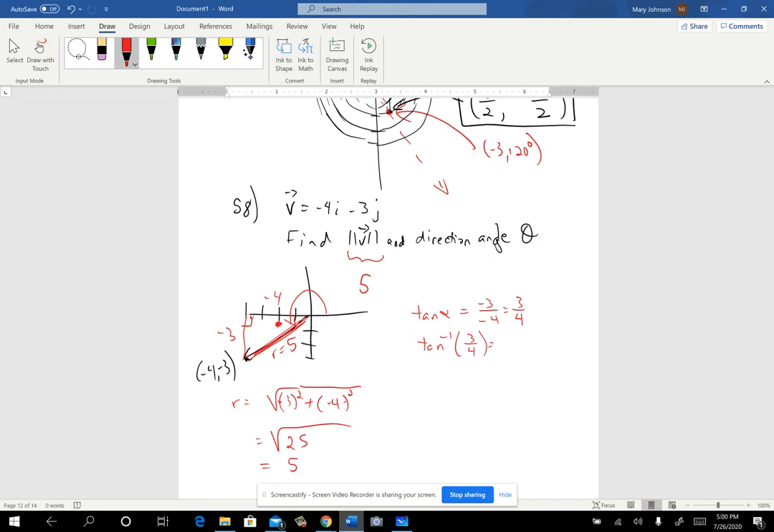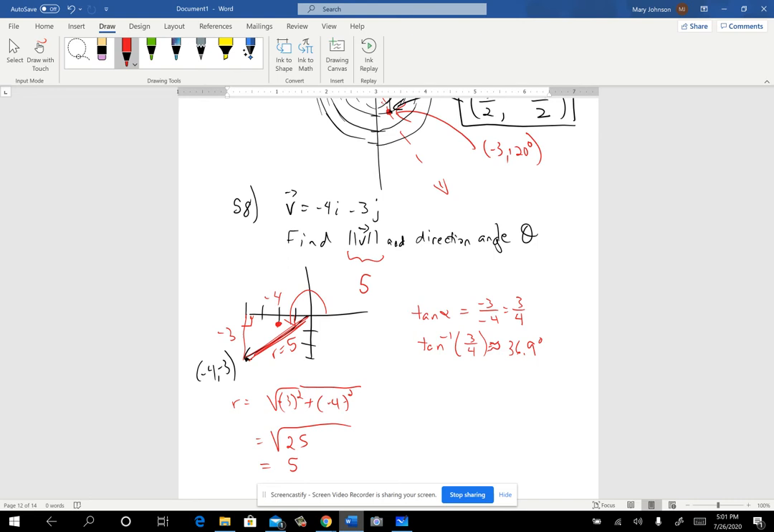So to the nearest tenth of a degree, when I go tan inverse of that, it brings me back 36.86, like 36.9. Make sure I was in degree mode. So that's about 36.9 degrees.